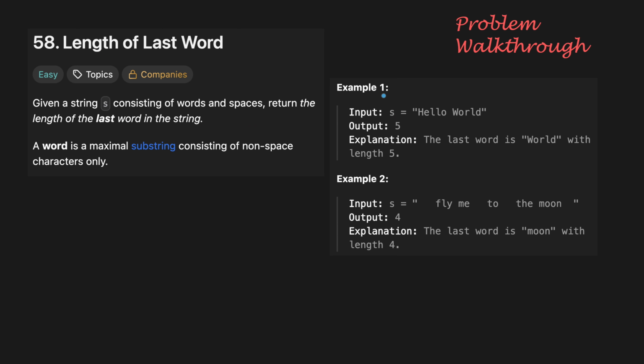Let's look at example 1. We have the classic hello world. No tricks here. The last word is world, which has 5 letters, so we simply return 5.